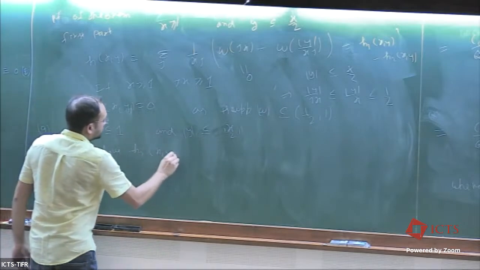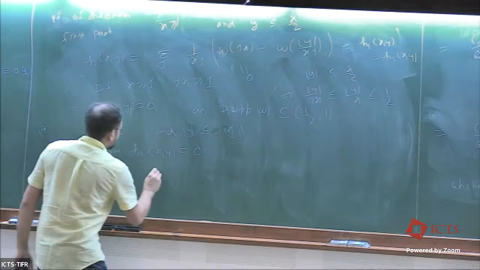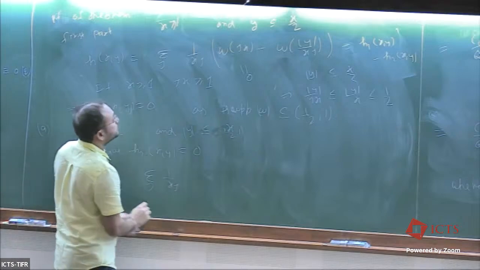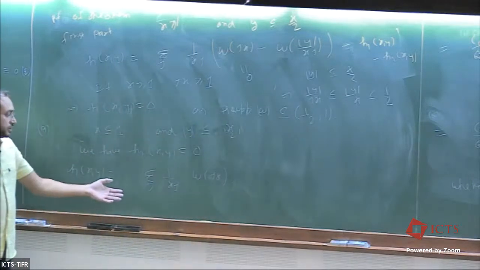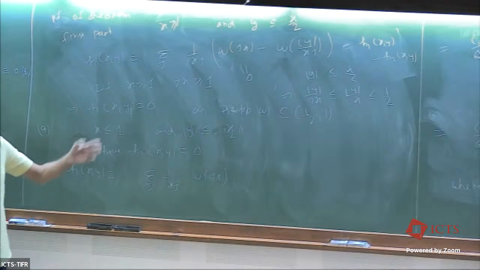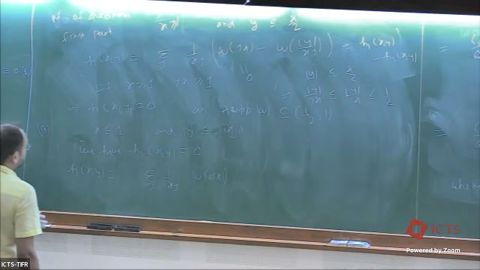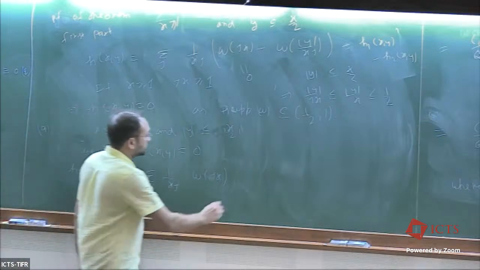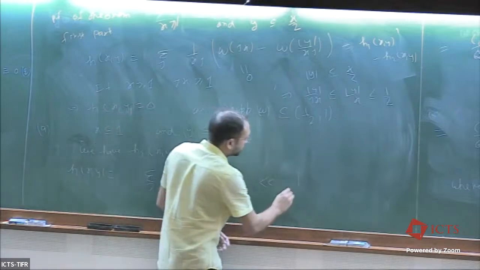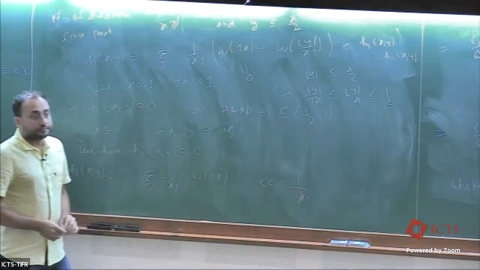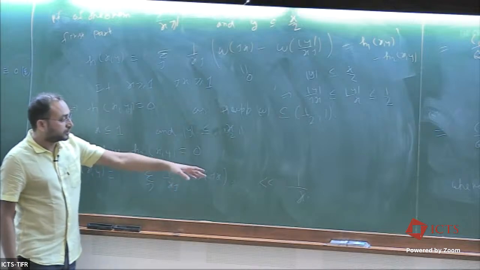In this case, h2 of x,y is 0, and we obtain that h of x,y is given by the summation over j of 1 by xj w of jx, which is independent of the point y. This is constant with respect to y, and we can apply that lemma. This value is bounded by 1 by x, you can take x out, then the summation over 1 by j, w of jx is bounded by 1 by the previous lemma.